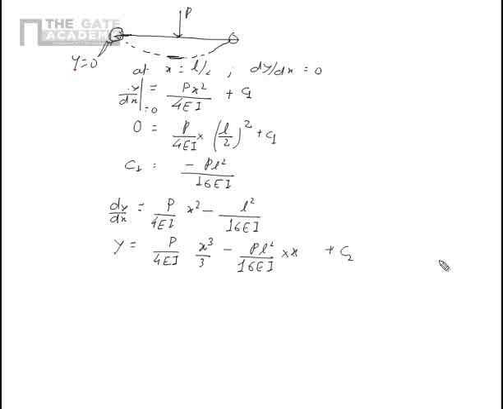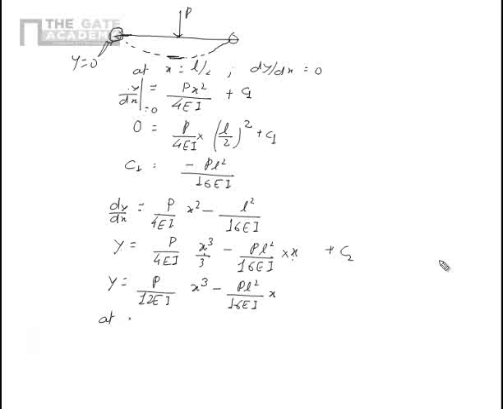So there I get 0. So C2 becomes 0 because in this equation this will become 0, this will become 0. So only this will remain. So this y equal to 0 means everything will become 0. So C2 is equal to 0. So my y will be equal to P upon 12EI x cube minus PL square upon 16EI into x.